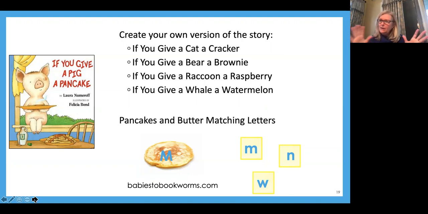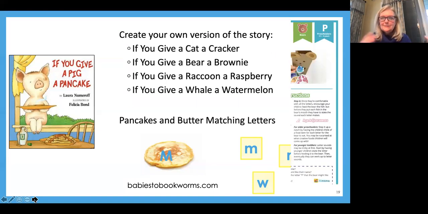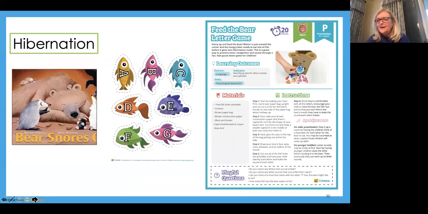And then thinking about letters, you know, the pancakes related to the story. So having little pancakes cut out with the uppercase letter on it, and then the pats of butter are the lowercase letters. So they match the butter to the pancake piece to practice upper and lowercase letters. So a fun way to do that.